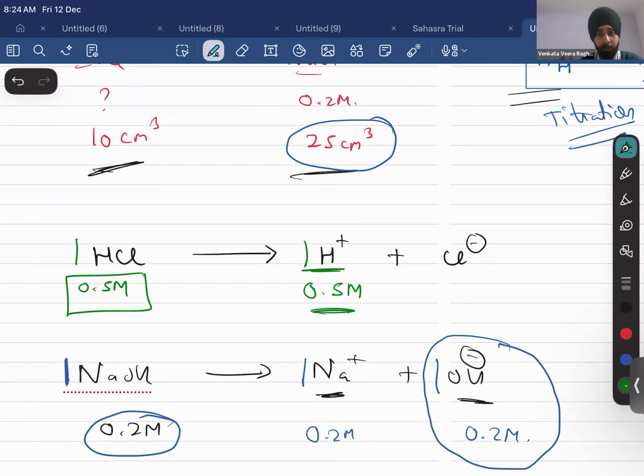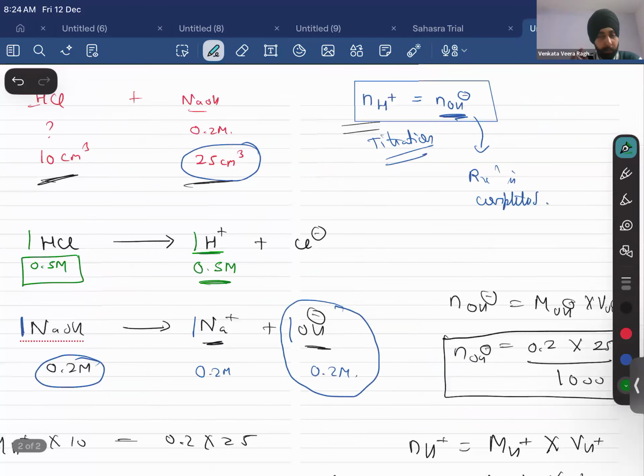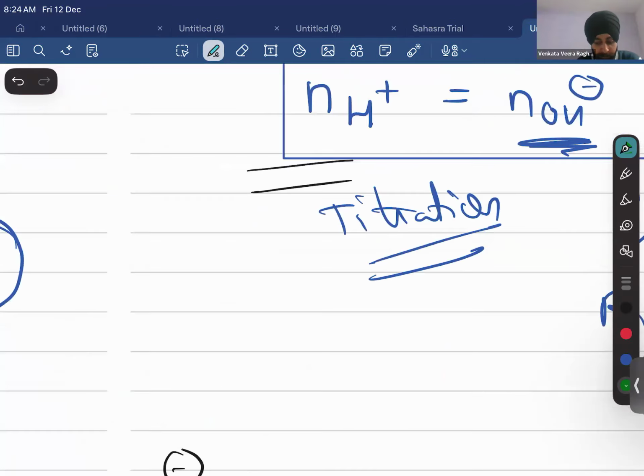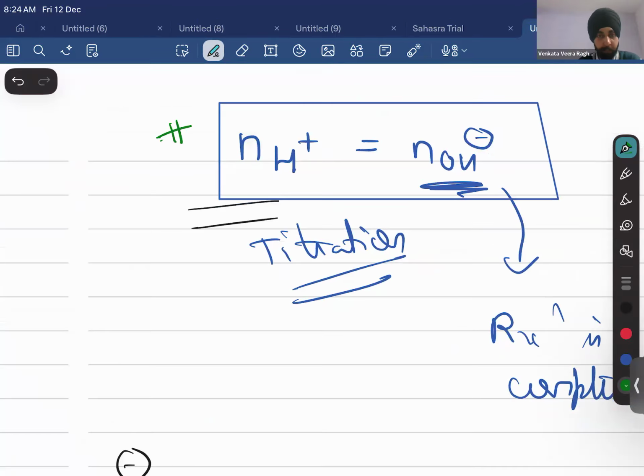Is this clear to you? Yes, sir, 100%. Titration questions are very, very common in the exam. This is the basic principle of titration which you have to use for acid-base titrations: moles of H plus should be equal to moles of OH minus. I am not saying acid moles will be equal to base moles. No, acid moles are not equal to base moles. I am saying moles of H plus should be equal to moles of OH minus.